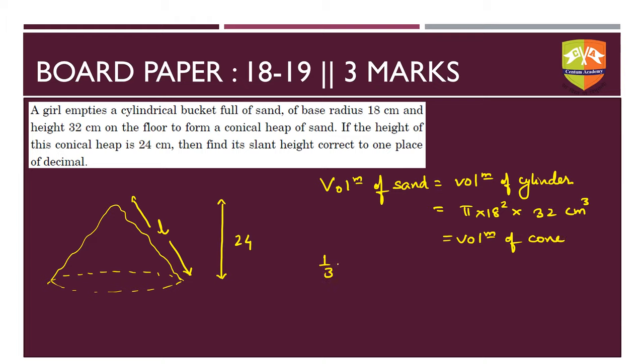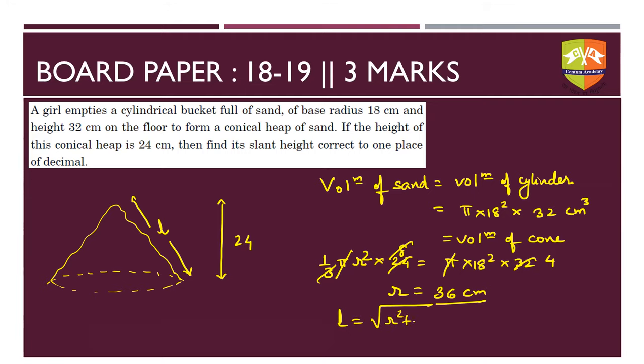So now this is equal to volume of cone, isn't it? So 1 by 3 pi R square into what is the height of the cone? 24 is equal to volume of this thing. So pi into 18 square into 32, right? So pi goes and something more will go. So 3 and 8 will go here. 8 times 4 it is. So R is nothing but 18 into 2, 36 centimeter, right? So L is nothing but under root R square plus 24 square, which is under root 24 square plus 36 square.